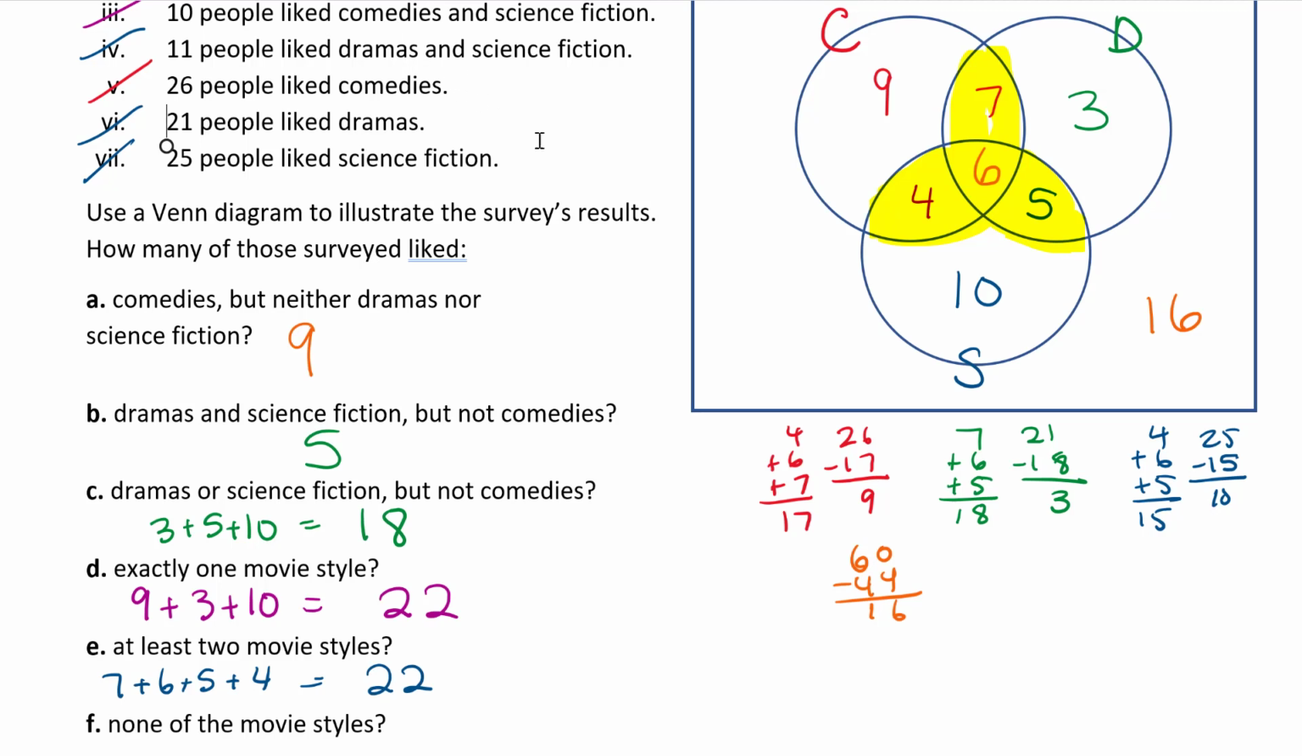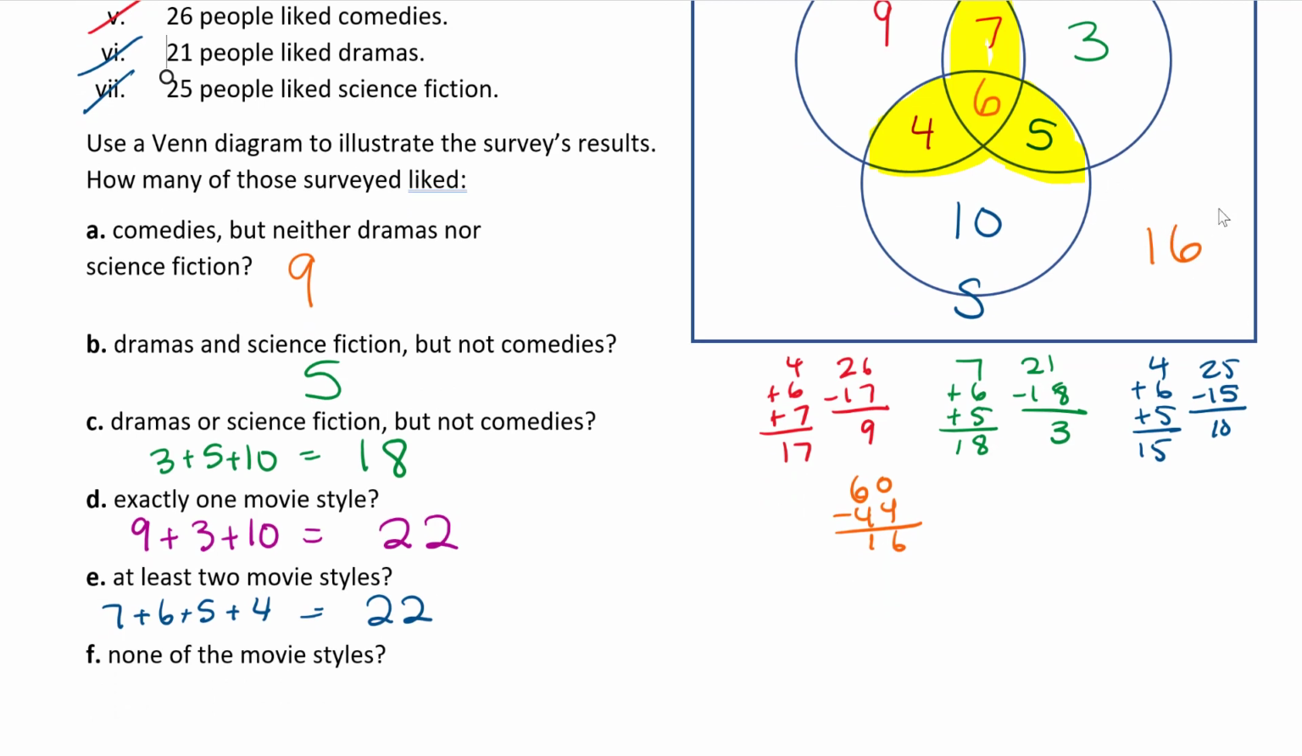And how many people liked none of the movie styles? Well, we've already answered that question. That's the 16 that we got when we took all of our people and subtracted from 60, and that got us the 16. So 16 people didn't like any of the movie styles.